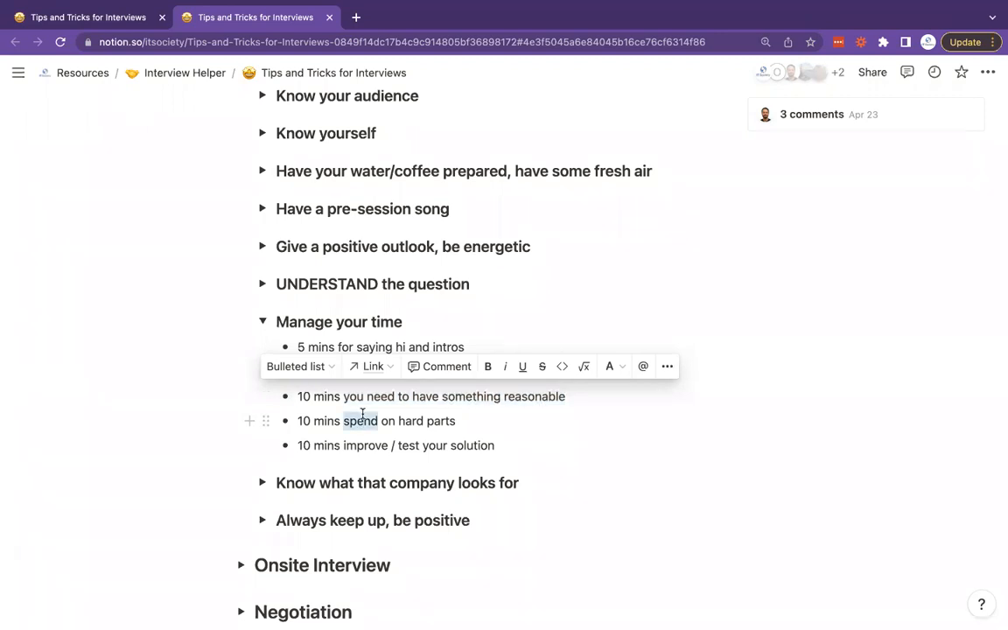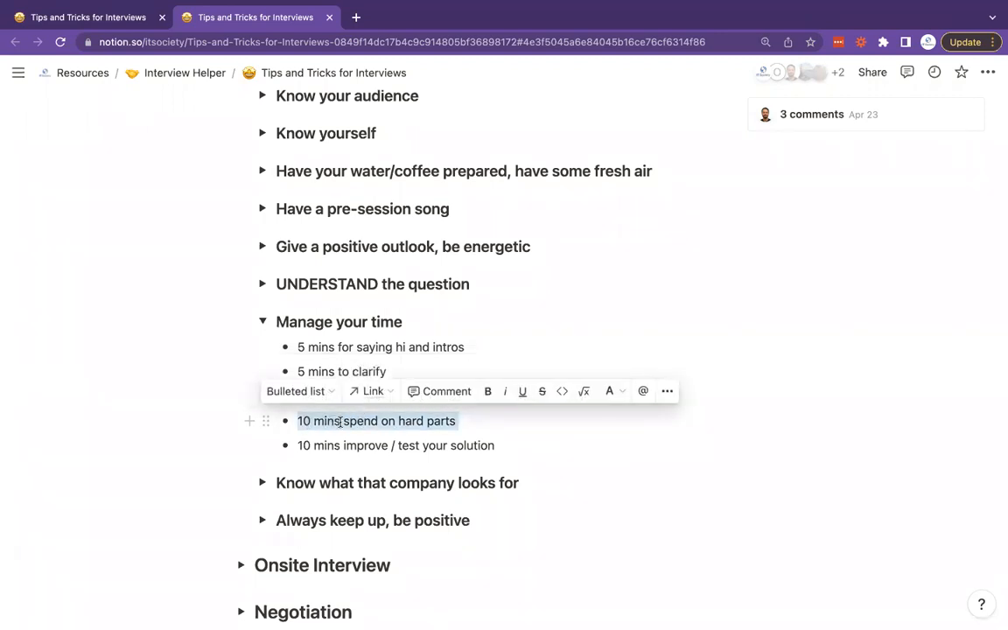So when you want to spend 10 minutes on these hard parts, the real solution of the problem, for example, just putting the real BFS algorithm inside the while loop of this queue consumption.